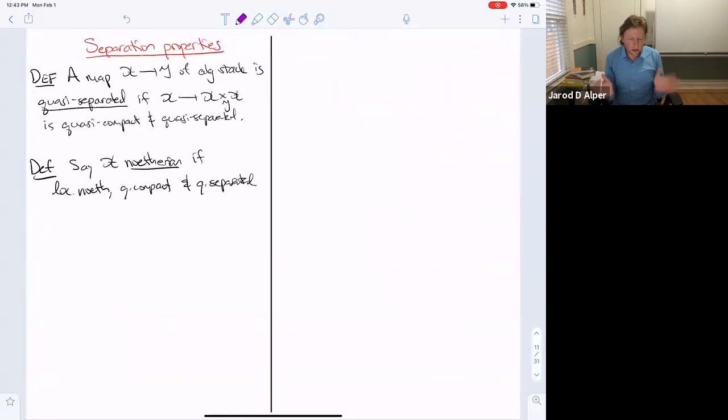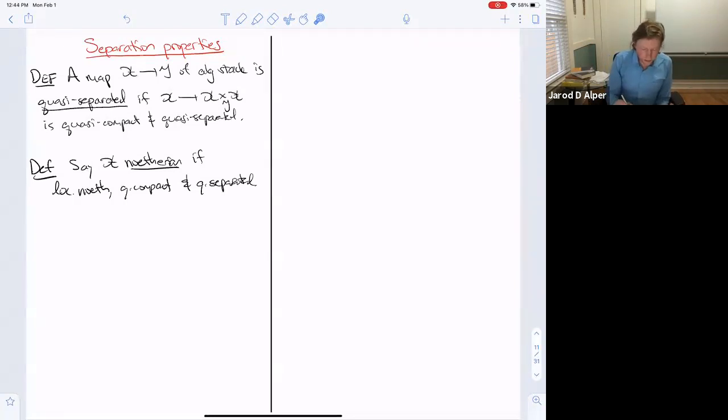And I'll end by saying that we can use the diagonal to define some separation properties. The first property we'll define is that a morphism of algebraic stacks, or just an algebraic stack itself, is quasi-separated if the diagonal is both quasi-compact and quasi-separated. I know this looks like a recursive definition maybe, but you can also say that a stack is quasi-separated if its diagonal and the diagonal of the diagonal are quasi-compact. And we saw issues already. One of the examples I gave last time was a pathological algebraic stack where the diagonal was quasi-compact, but its diagonal was not. And that's not something we really want to consider.